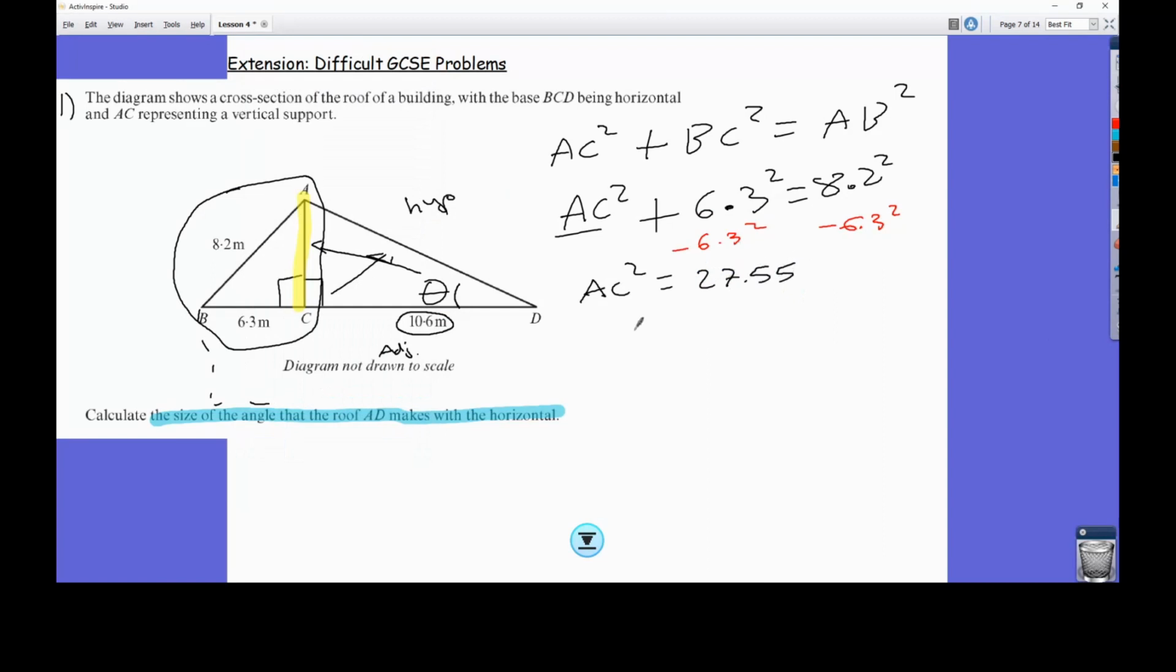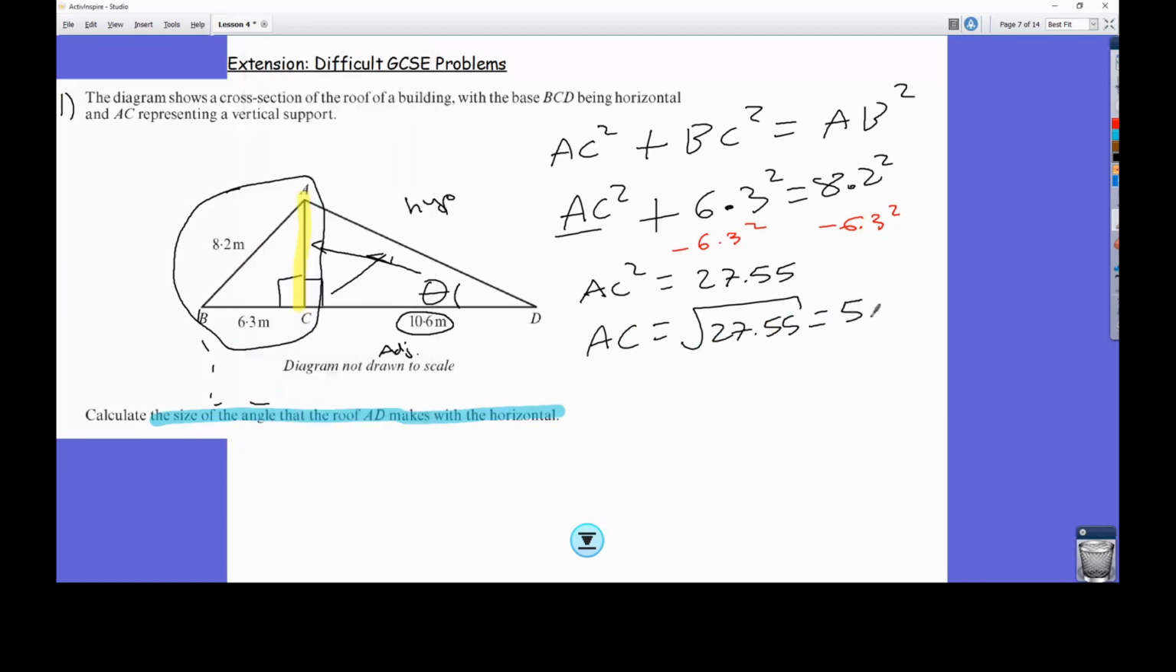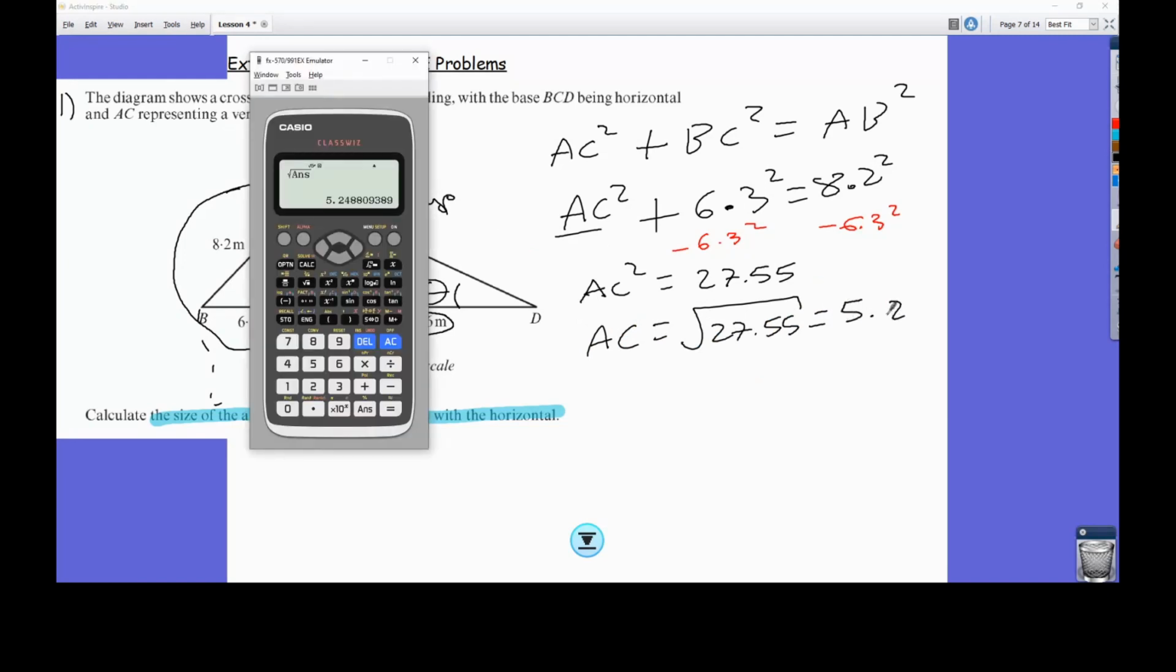And then, as we discussed earlier on, the inverse of squaring is square rooting. So if I want AC, I just need to work out the square root of 27.55, square root on both sides, which will give me, because that was the last thing in my calculator's memory, 5.2488 and so on, which is about 5.2.